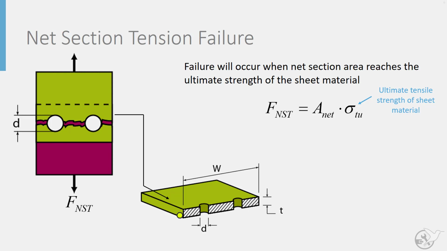If we look at this net section cross-section, which is this hatched area, we would have this width minus the regions where the bolts are. It basically cuts out area. So we would get the width minus the number of fasteners times the diameter of the fastener, multiplied by the thickness. That will define our net section area, and we multiply that by the ultimate tensile strength of the material to get our net section tension failure for the plate.